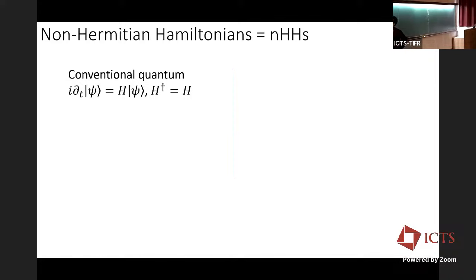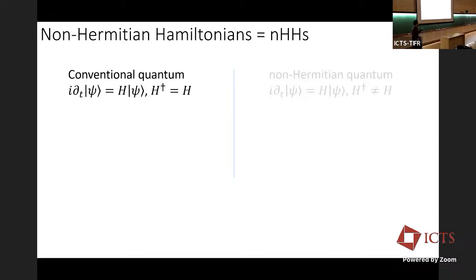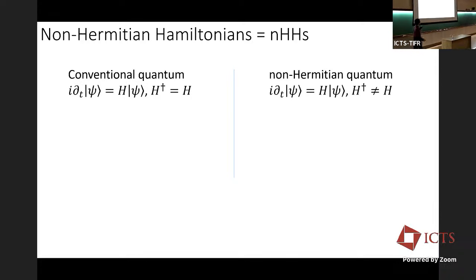What are these non-Hermitian Hamiltonians? You've studied quantum mechanics, so you all know the Schrödinger equation with Hermitian Hamiltonians. Turns out that even in the realm of quantum physics, you can get non-Hermitian Hamiltonians. Same Schrödinger equation, but the Hamiltonian is not Hermitian. For example, it can be like this. One of the levels decays.